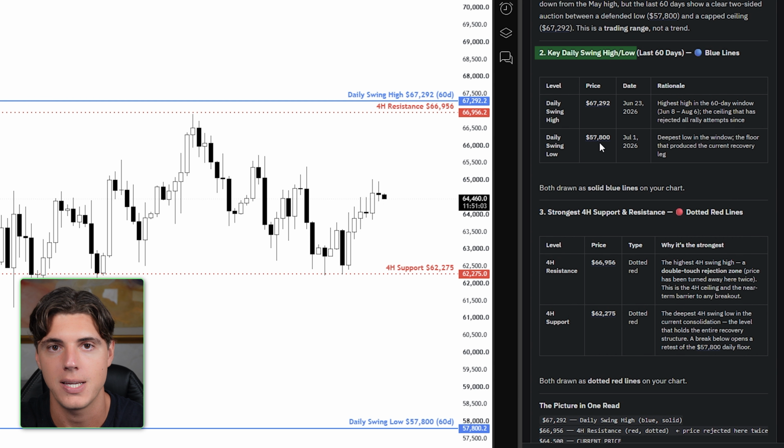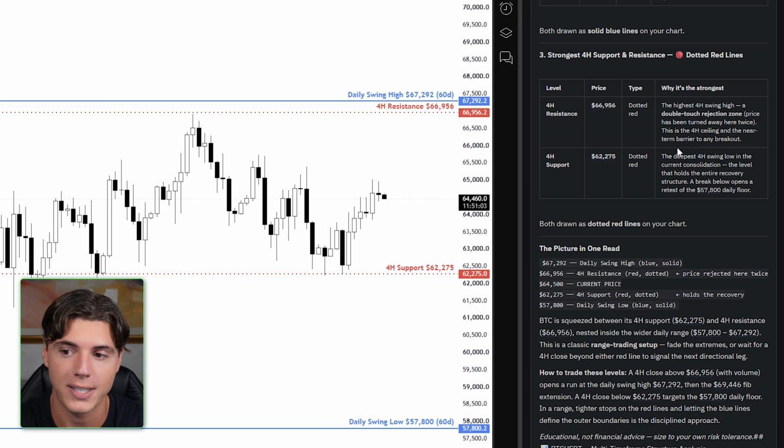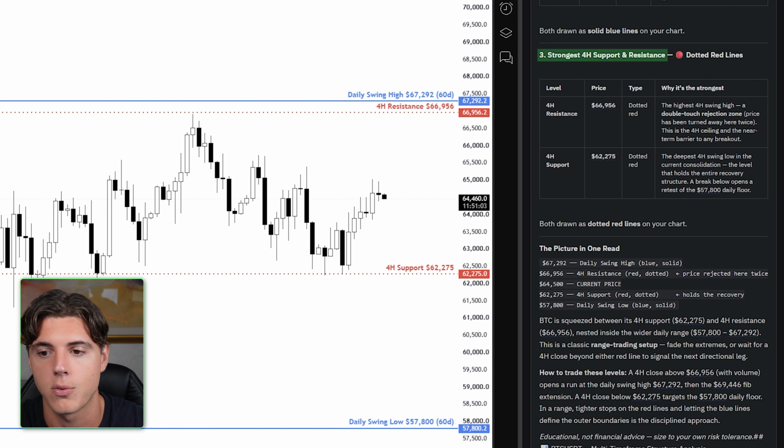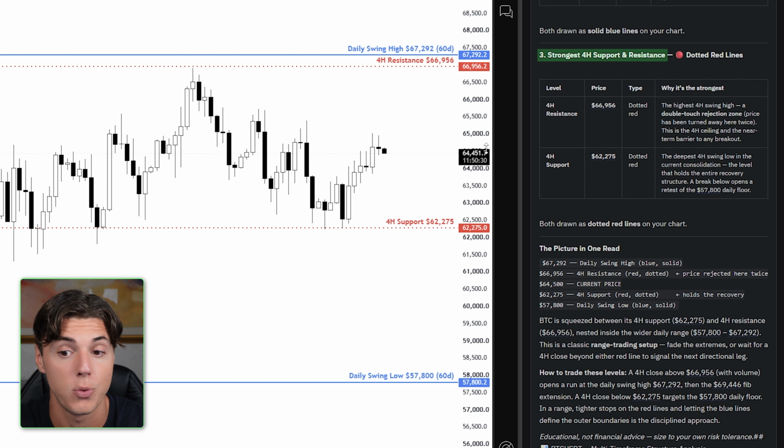And it also gives me a more or less brief reasoning behind why it chose that level, but that's something we'll get into deeper in the next prompt. Then it's also marked out the 4-hour resistance and support levels, which you'll see for the 4-hour resistance is around 66.9 and the 4-hour support around 62.2.